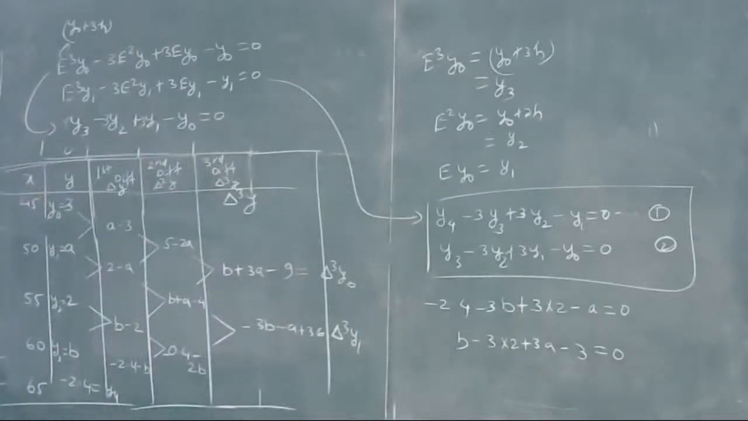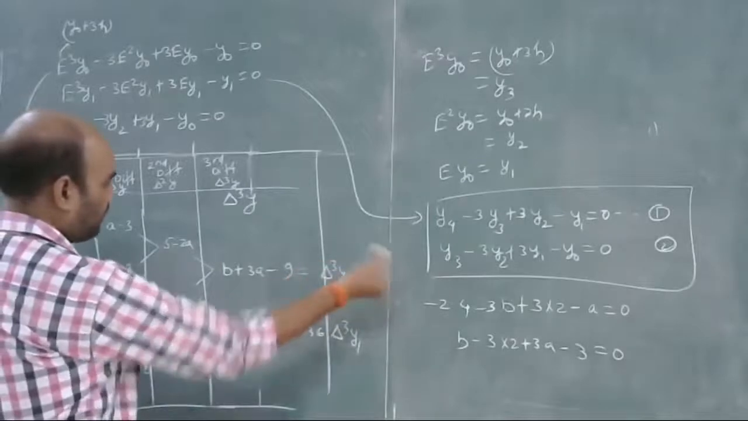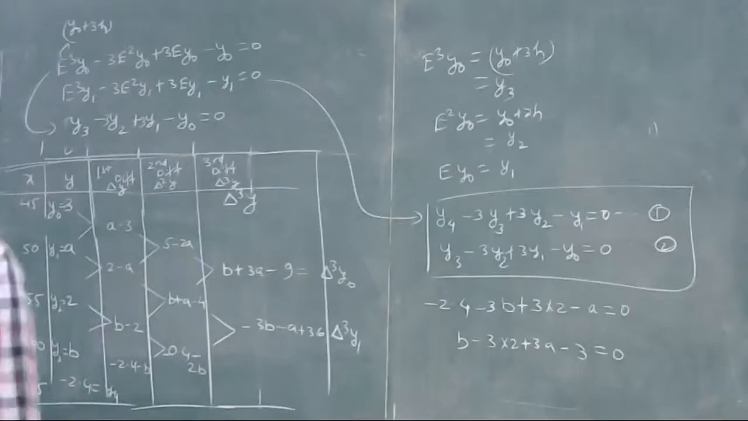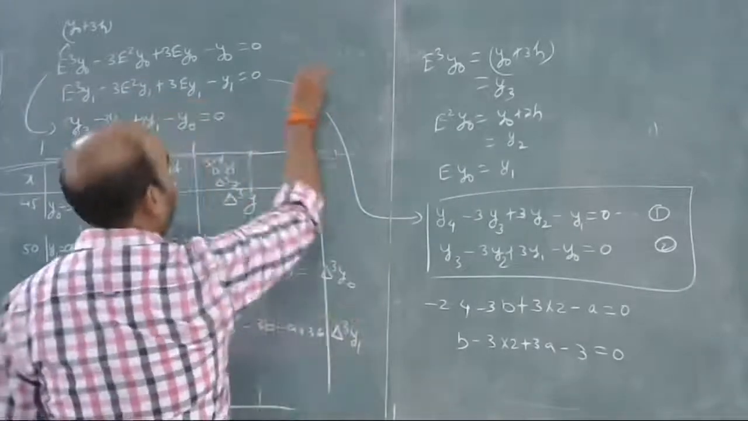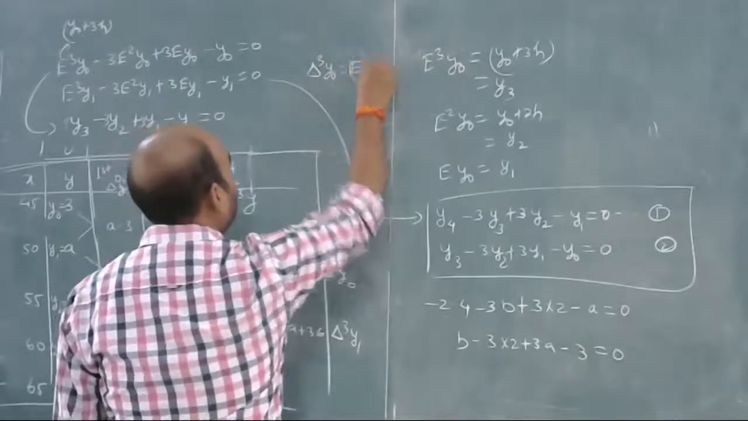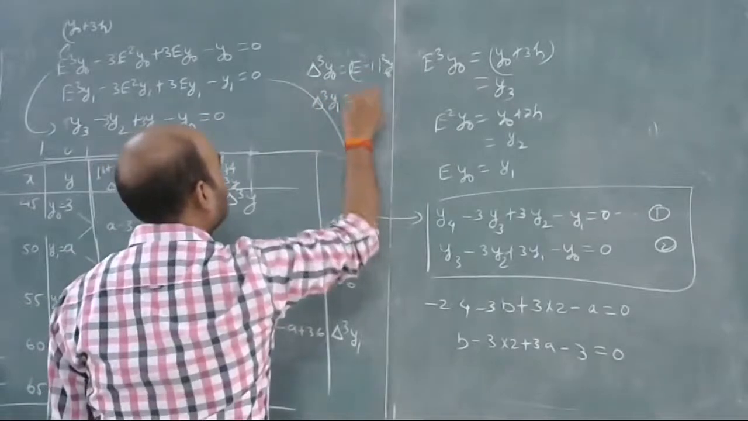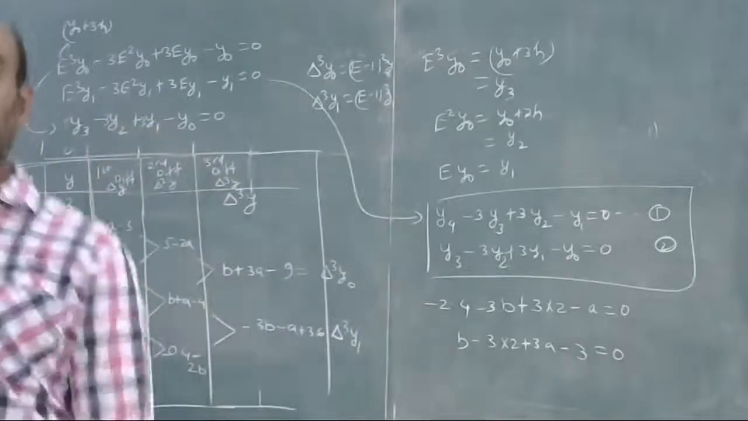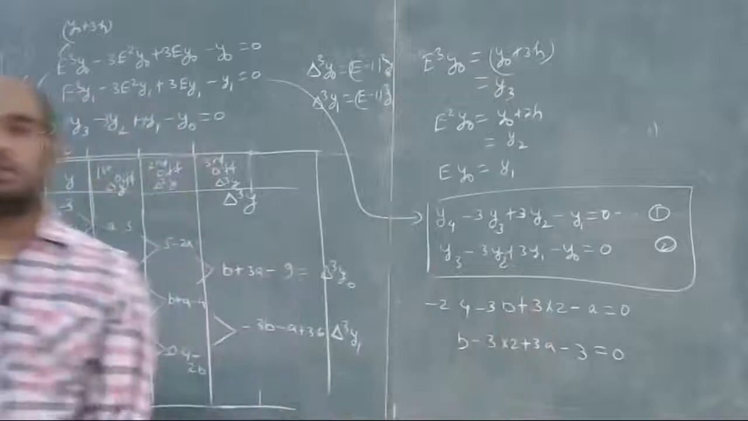Okay, so what we have done: the third difference del cube y0 is equal to 0 and del cube y1 is equal to 0. So del cube y0 is equal to (E minus 1) cube y0 and del cube y1 is equal to (E minus 1) cube y1. सो इसको सॉल्व करने से आपको ये वैल्यूज ए और बी की मिल जाएगी.